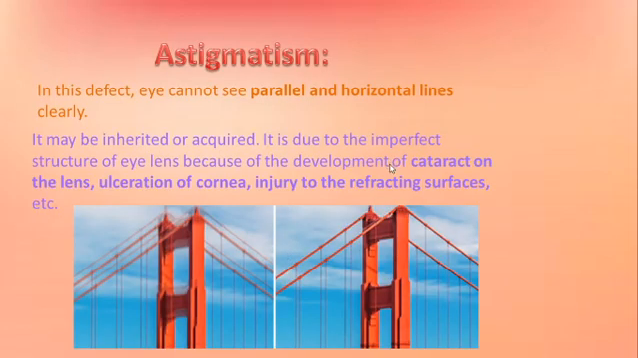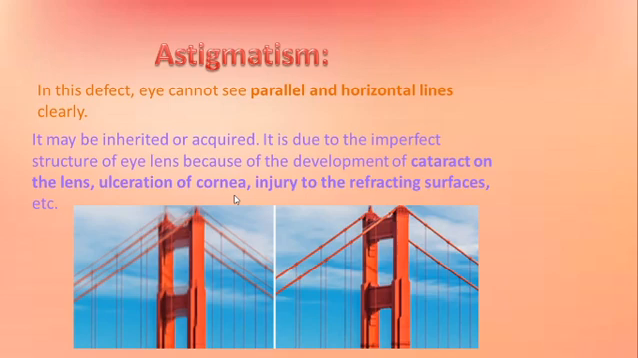Then the last topic, astigmatism. In this defect, we cannot see parallel and horizontal lines clearly. You see the diagram, there are parallel lines. We cannot see the parallel lines when we have the defect astigmatism. It may be inherited or acquired. It is due to the imperfect structure of the eye lens because of the development of cataract in the lens. Cataract means a medical condition in which the lens of the eye becomes progressively opaque, resulting in blurred vision.